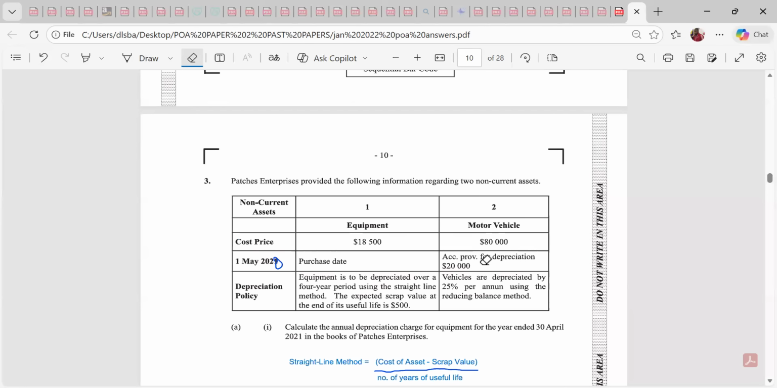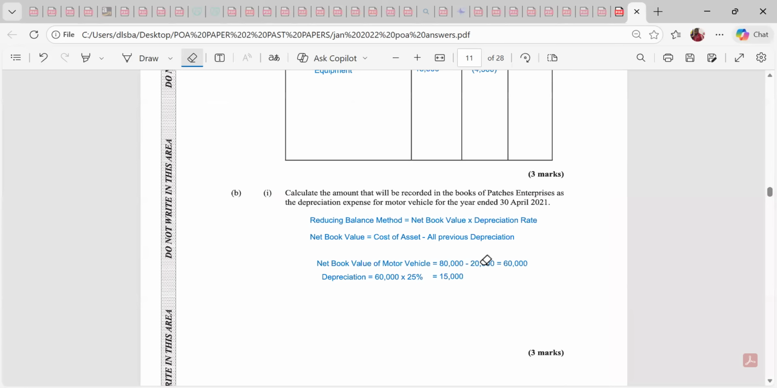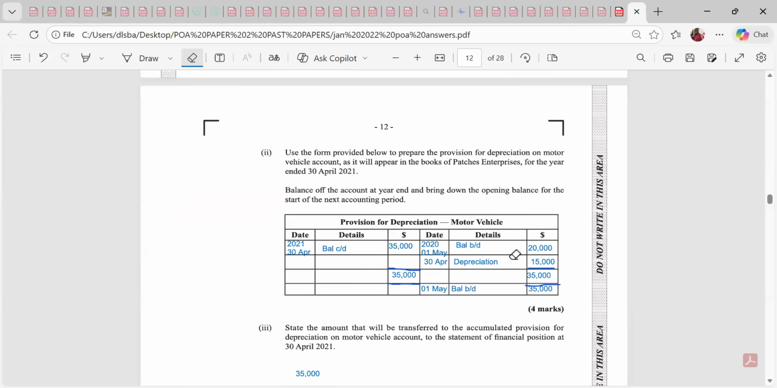And then all provision accounts, when they increase, you credit. So the depreciation for the year, the 15,000, will go on the credit side. So I'll have my balance brought down on the credit side. The 15,000 depreciation we calculated will go on the credit side.